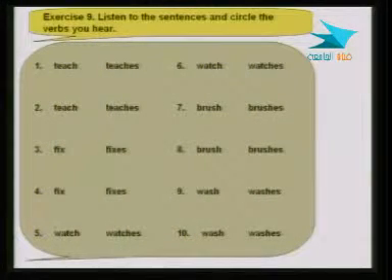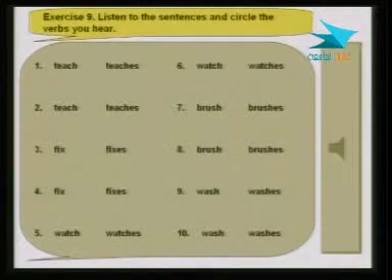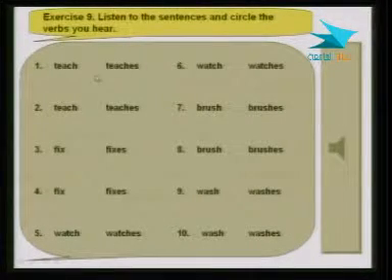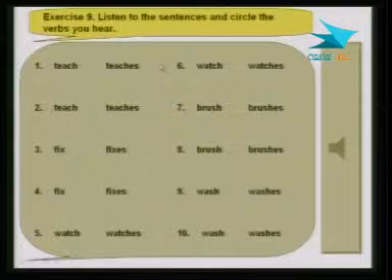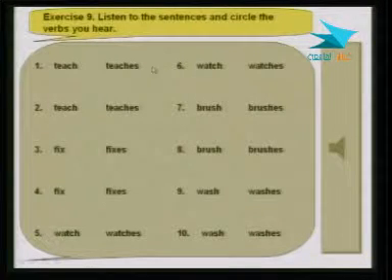Exercise 9. Now here we have to do an exercise, and it's a listening exercise. Listen to the sentences and circle the verbs you hear. In this exercise now, if you look at the verbs here, teach and teaches, you will listen to some sentences said by a native speaker.